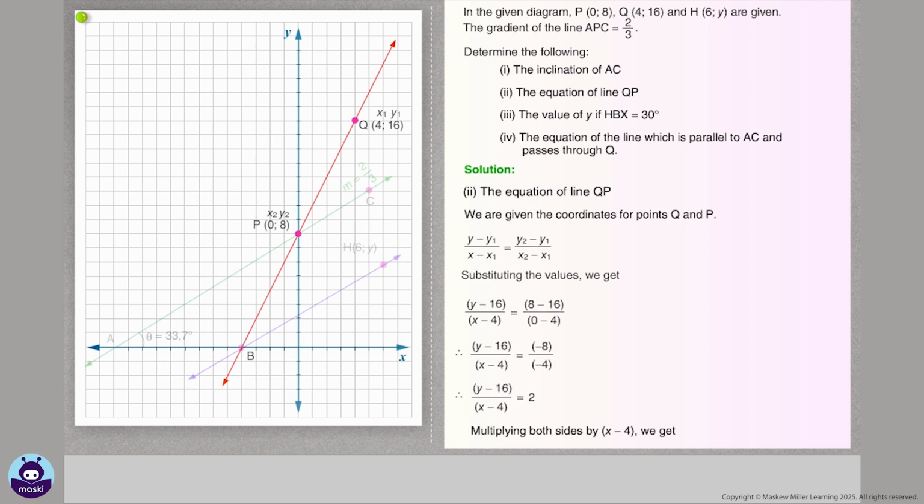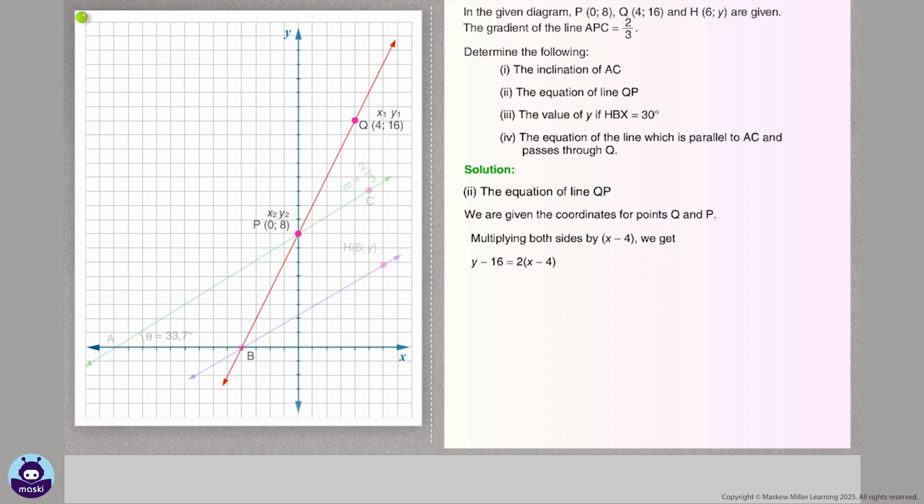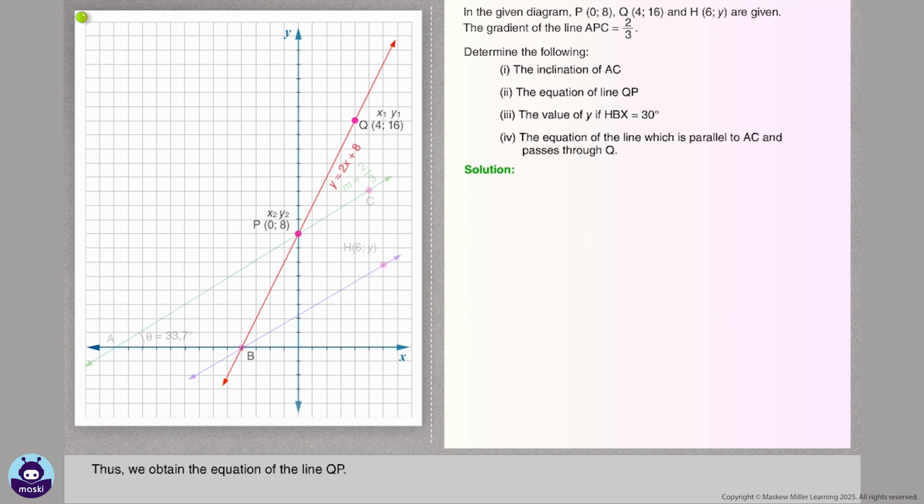Multiplying both sides by x minus 4, we get y minus 16 is equal to 2 times x minus 4. Y minus 16 is equal to 2x minus 8. To obtain the equation in the standard form, we have to make y the subject of the equation. Adding 16 to both sides, we get y minus 16 plus 16 is equal to 2x minus 8 plus 16. Y is equal to 2x plus 8. Thus we obtain the equation of the line QP.